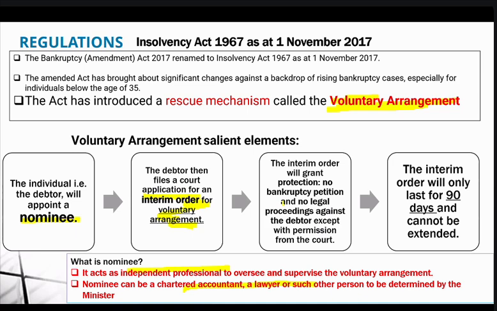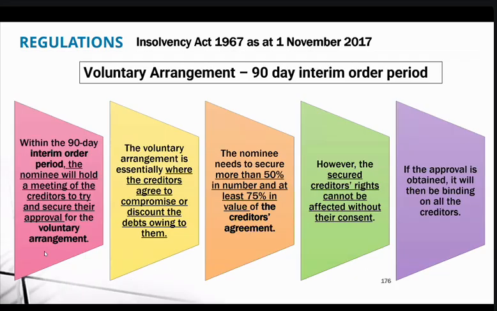That means during this 90 days, you cannot make someone bankrupt and no legal proceedings can be taken against the debtor except with court permission. So during this 90-day interim order period, they'll try to get all the banks and say, hey, look, let's figure something out where we can compromise, we'll get some discounts.